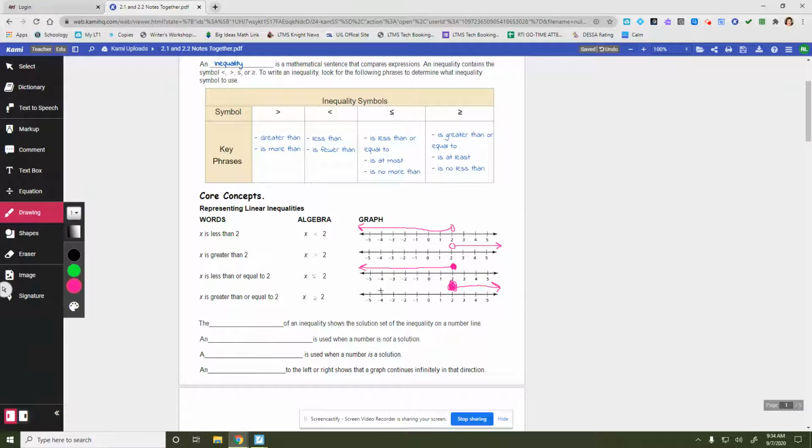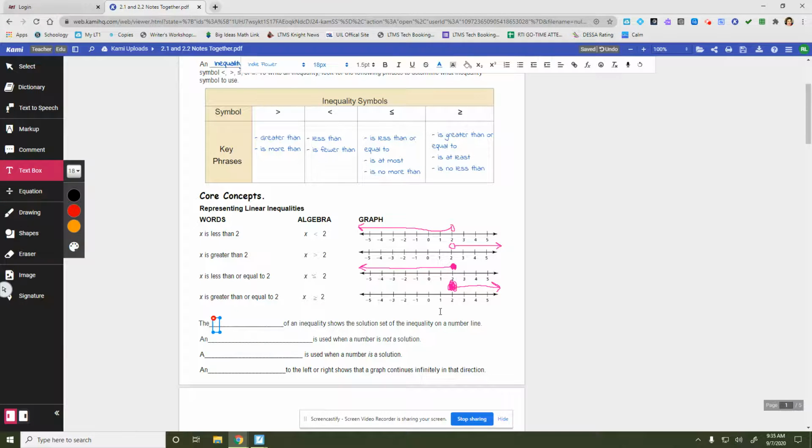Okay, so to summarize, these are the main differences that you're going to see when we're working with inequalities compared to what we did in the last lesson. The final thing here is let's talk about the solution. Obviously these have more than one solution. Oftentimes they have many, but just in a specific direction. And so the graph of the inequality officially shows the solution set of the inequality on a number line.